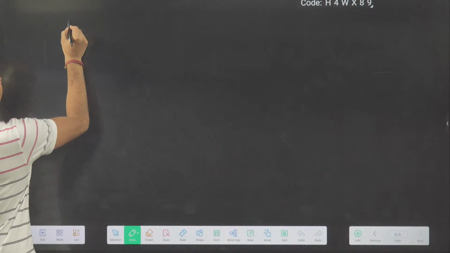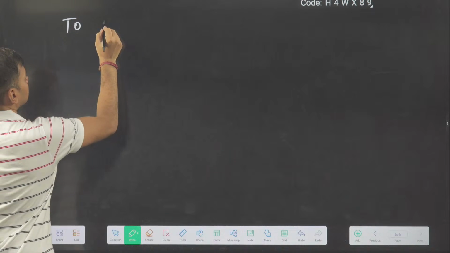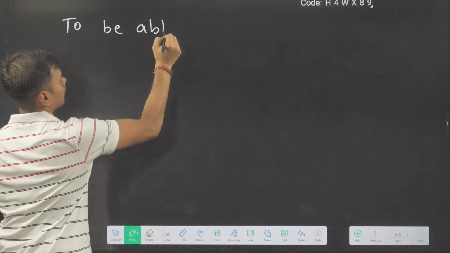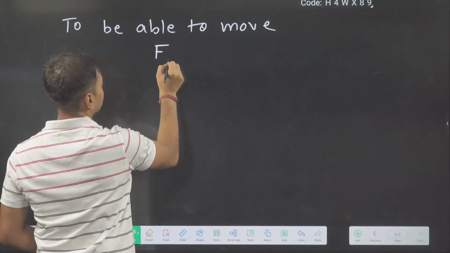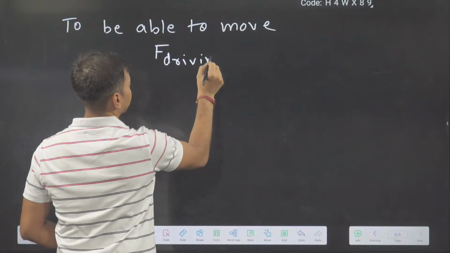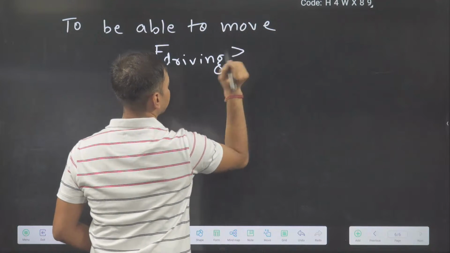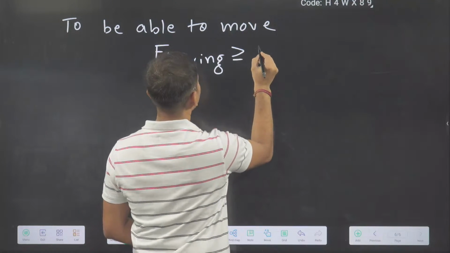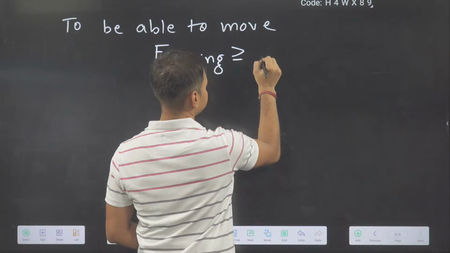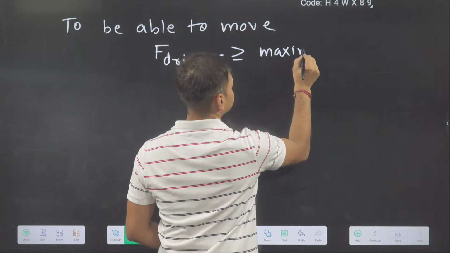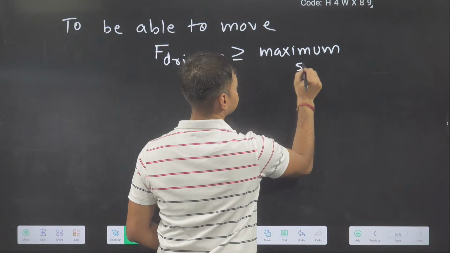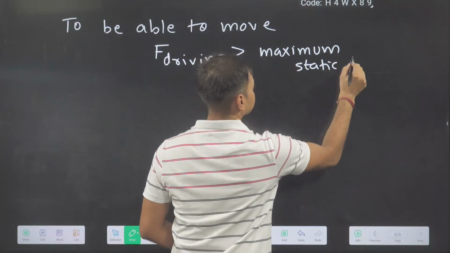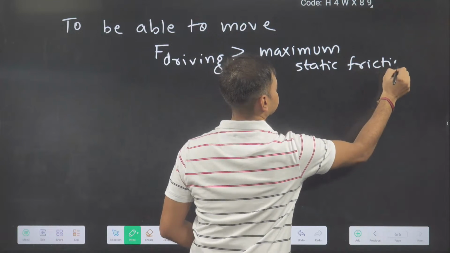So what we concluded: to be able to move, the driving force should be greater than or equal to the maximum static friction.